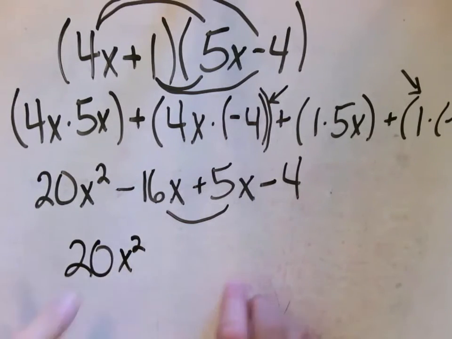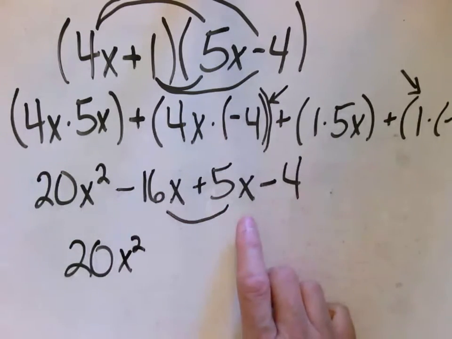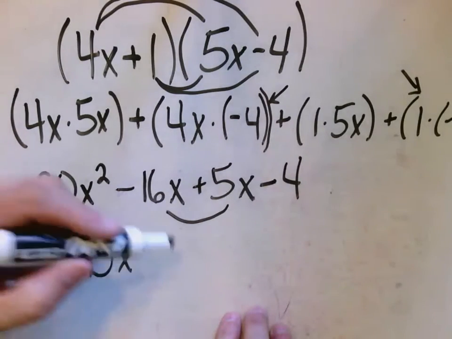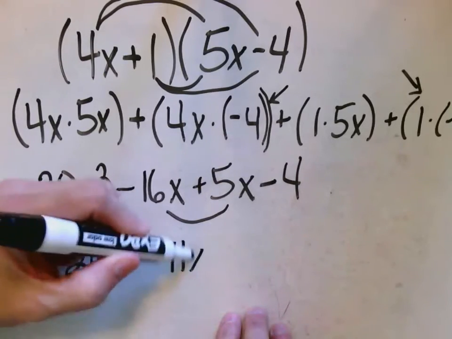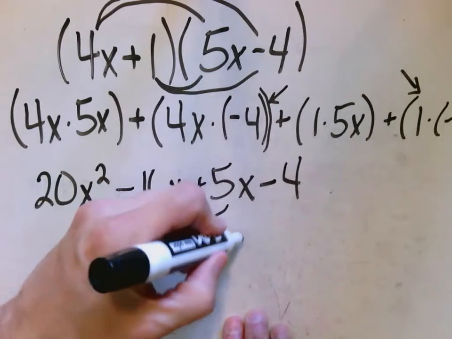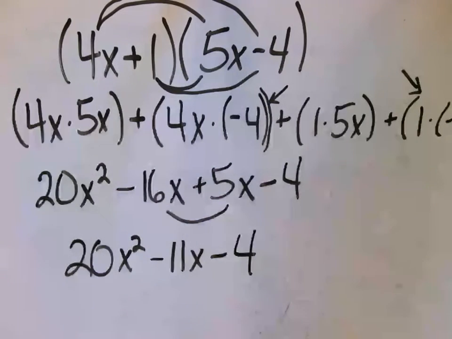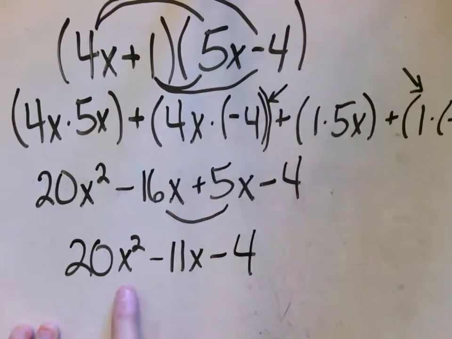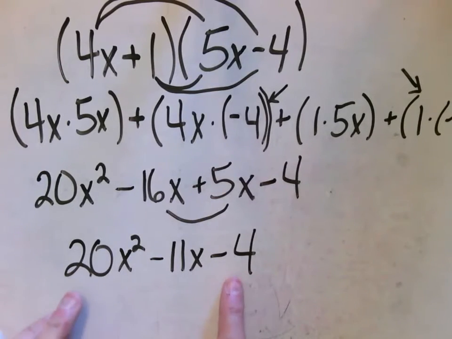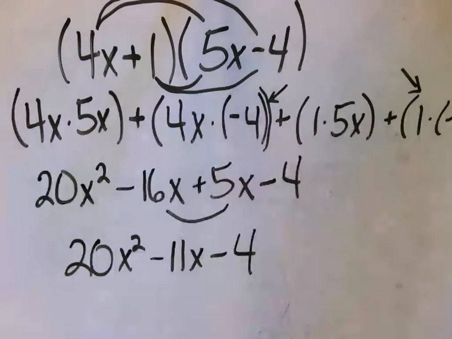Okay? And then we have negative 16x plus 5x. You can use a calculator if you want to. If you do that, you end up with negative 11x. And then negative 4 doesn't combine with anything, so it stays just like it is. So your final simplification is 20x squared minus 11x minus 4. We're going to be really careful when you have to multiply with negatives. We're going to do another one here real quick, so maybe that'll help you out. But be sure to refer back to this one if you need to.